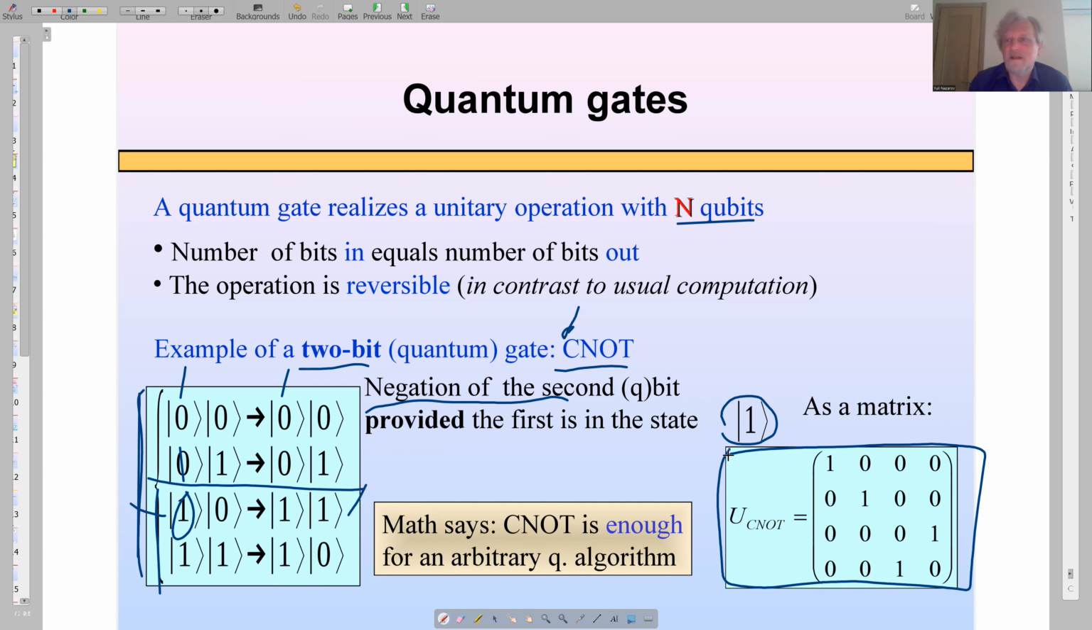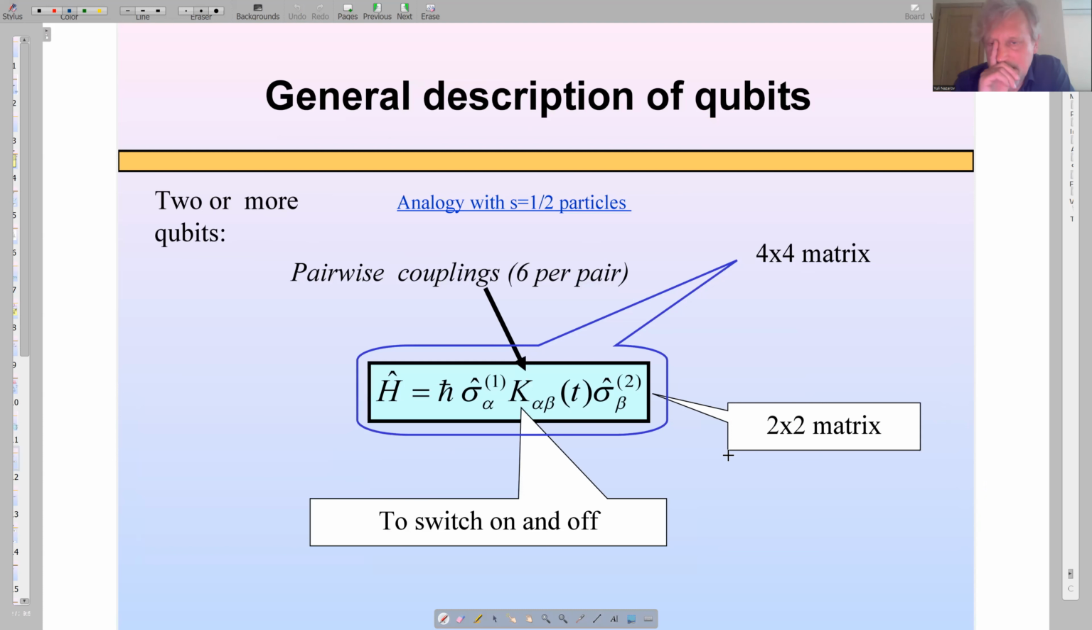Fine, so the main interest in CNOT is the theoretical proof that with CNOT one can make an arbitrary quantum algorithm for any quantum computer. It doesn't mean that for practical implementation one has to use CNOT, but at least if you can make CNOT, you're in the business. Let us first understand how we can provide interaction between two qubits, which is necessary for CNOT.